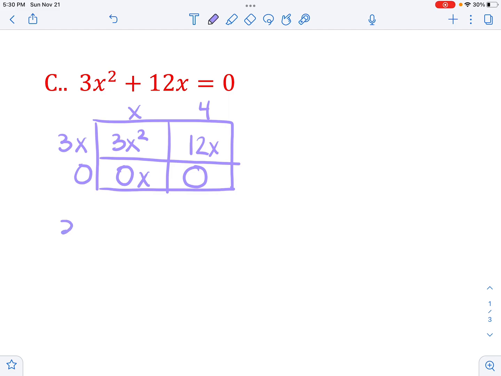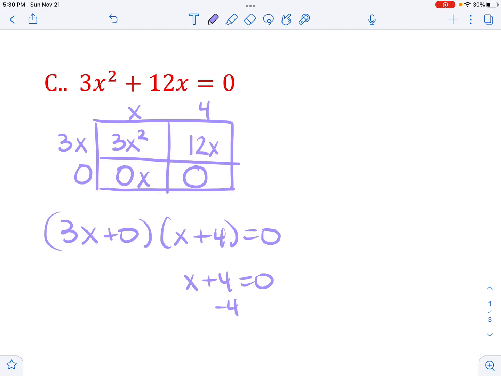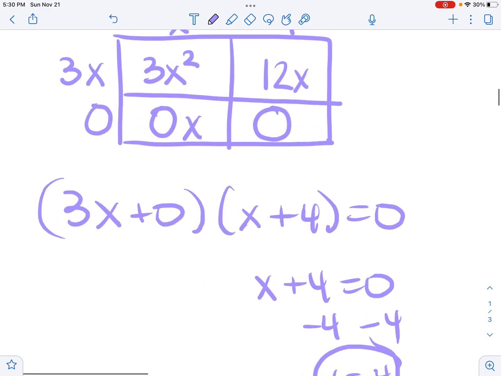So I can switch from the insides to the outsides. As usual, when there's 2 parentheses, we can set each one equal to 0. Set this one equal to 0.